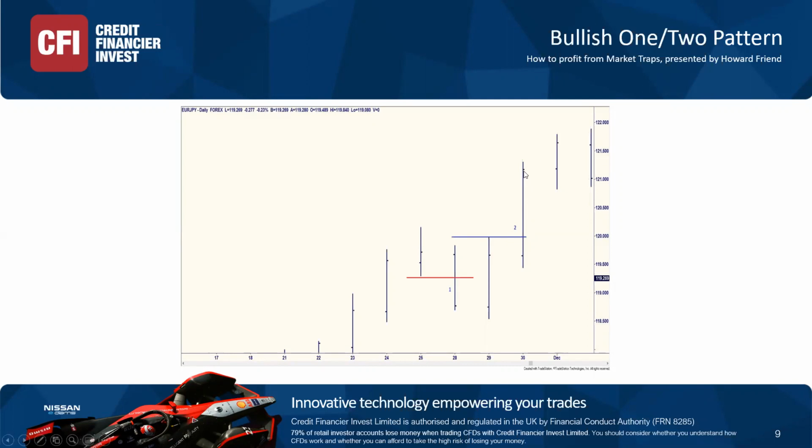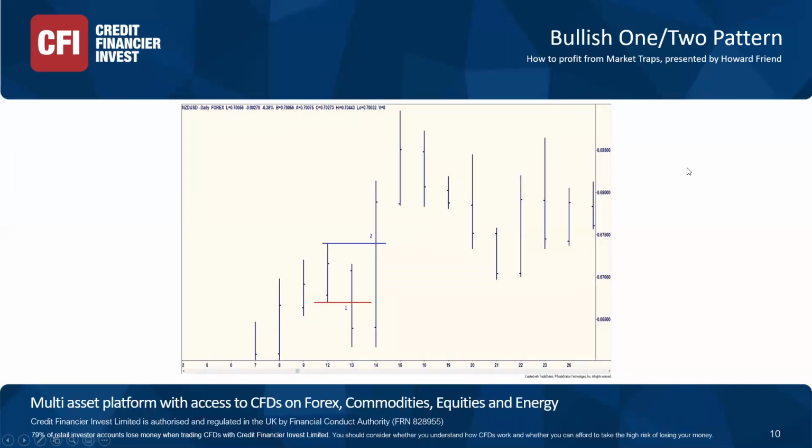Double thrust, 1, 2 consecutive thrust bars. Next example.